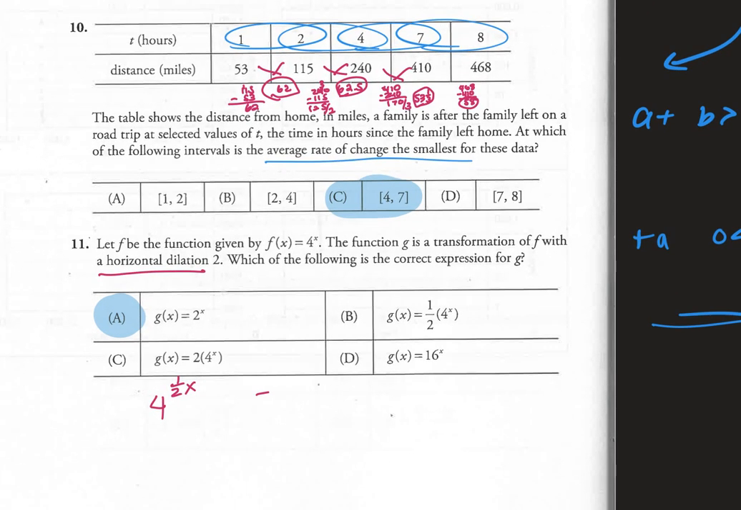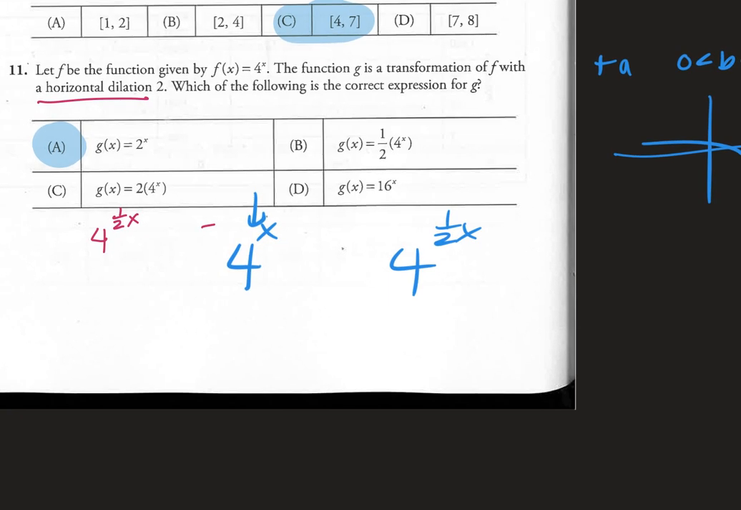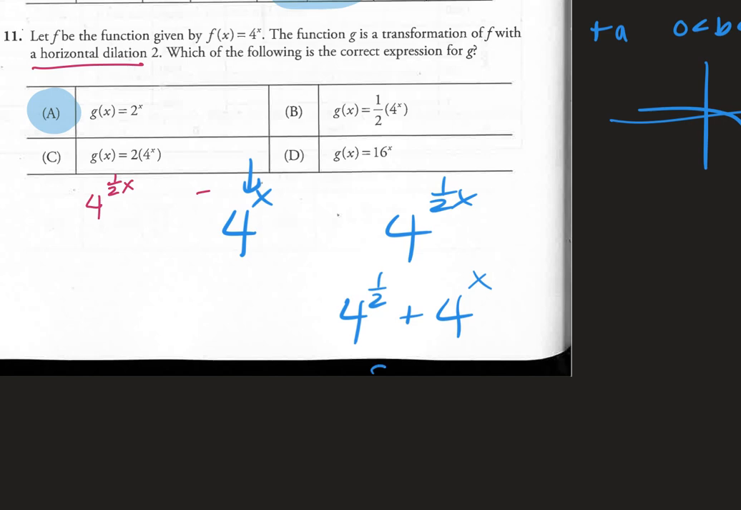All right, 11 was back to transformations, but based on exponential functions. So it said, let f be given as 4 to the x. Which of the following would have a horizontal dilation by 2? And that would be your b value, which would be in the exponent on an exponential function, would be 1/2. So then I can separate this out. This would be 4 to the 1/2 times 4 to the x, and 4 to the 1/2 is 2.